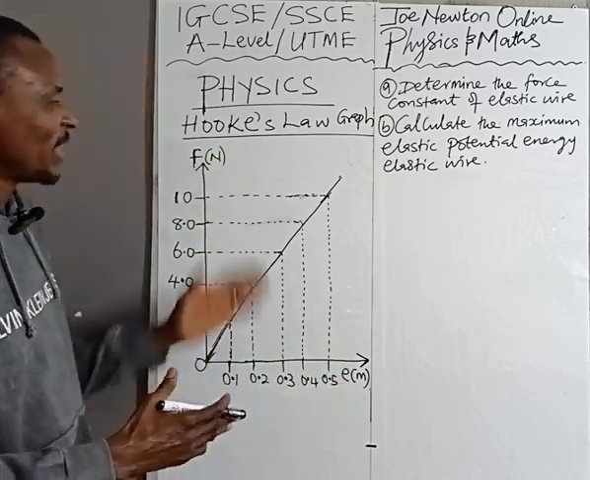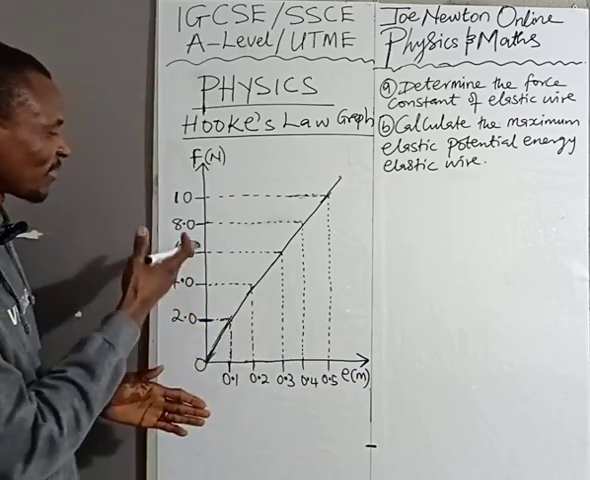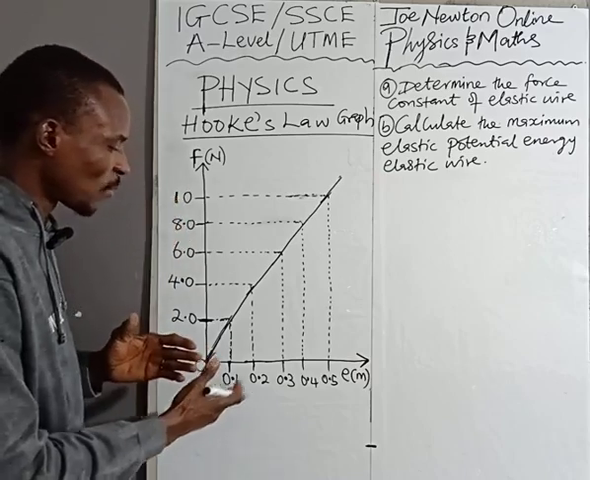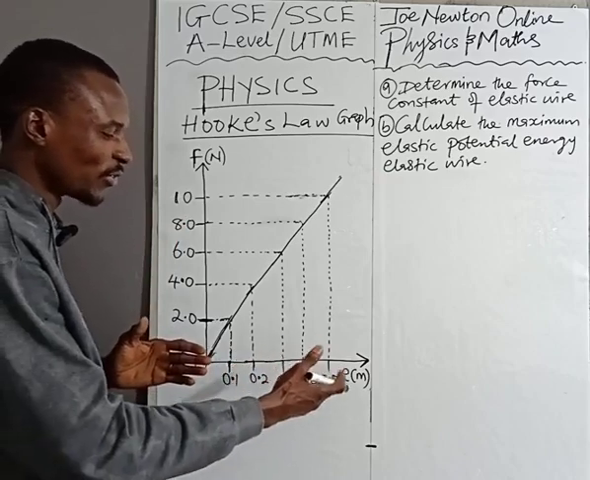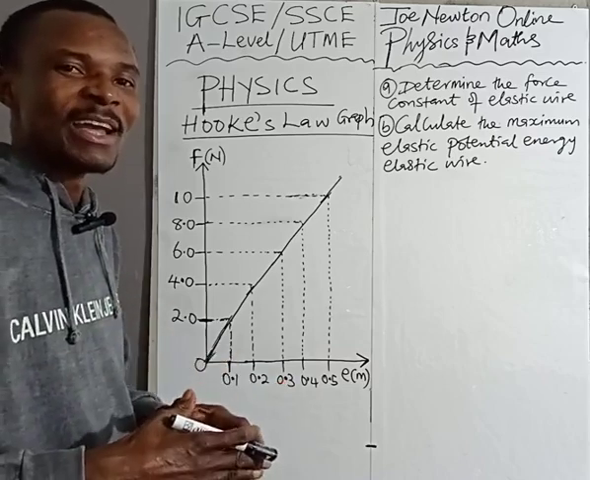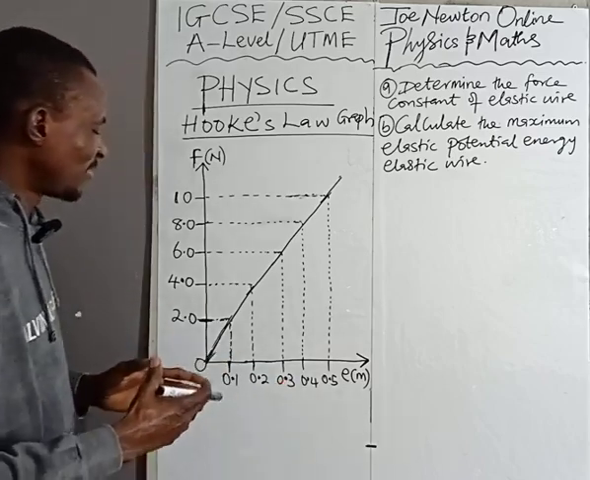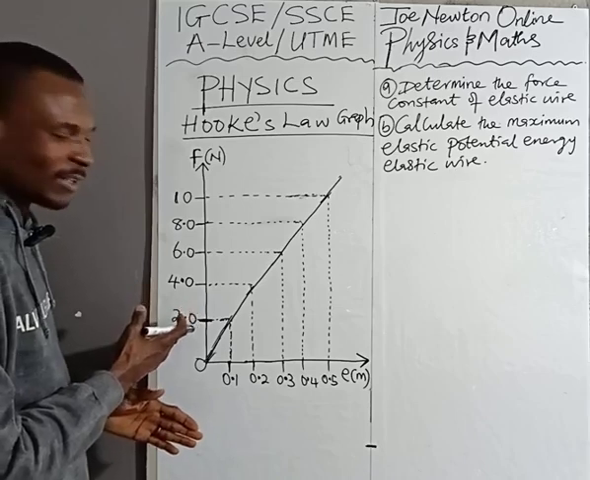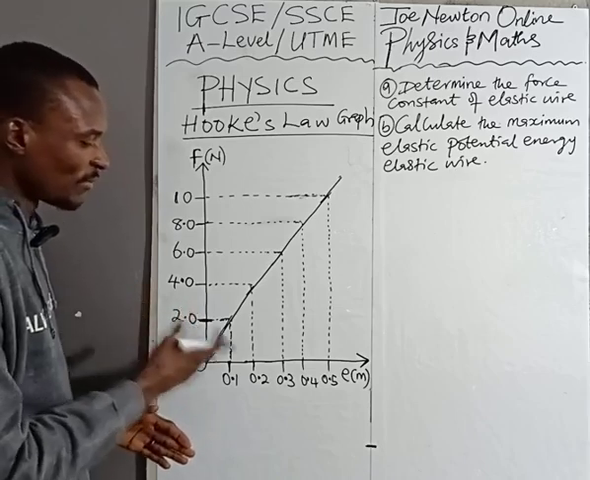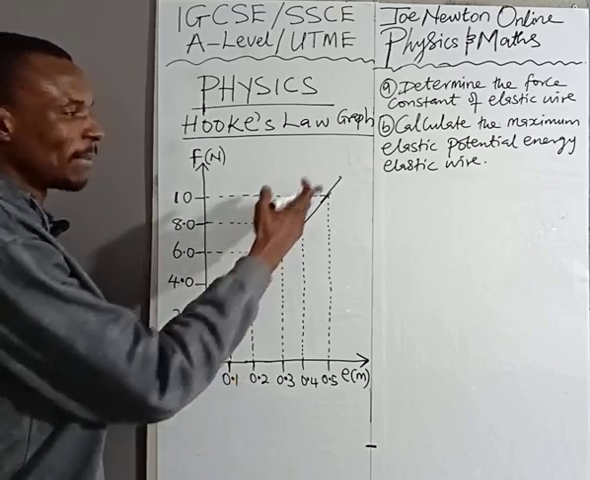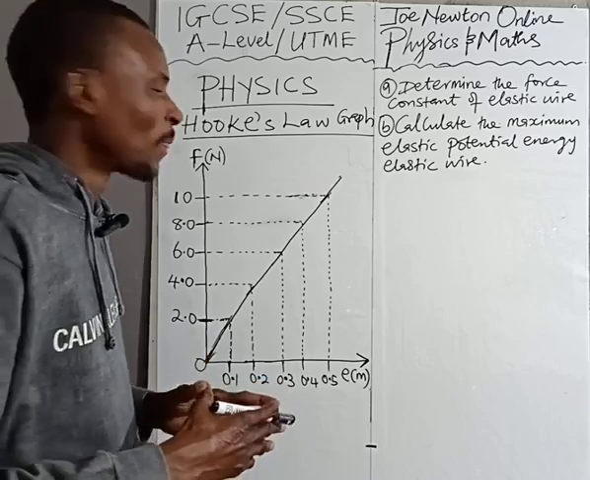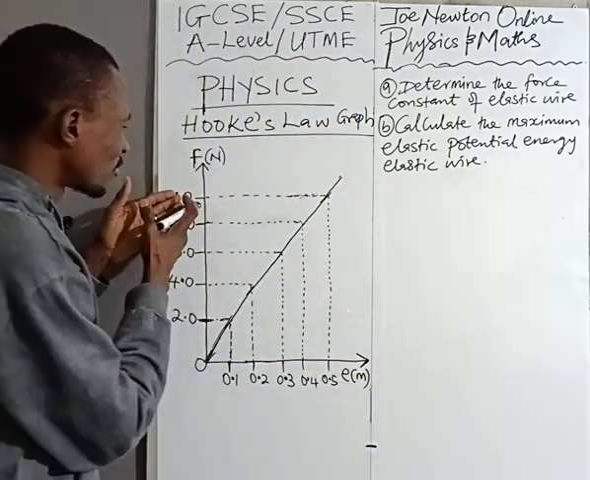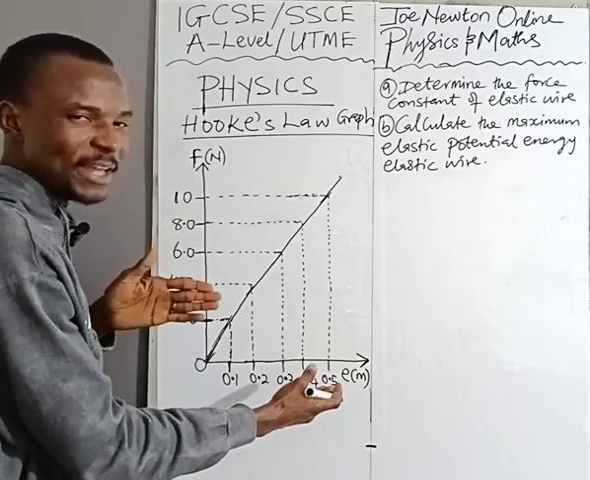Okay, looking at the graph, we have 2, 4, 6, 8, 10 on the first axis, and we have 0.1, 0.2, 0.3, and so on to 0.5 on the extension axis. And we can see by the interpretation, it means that 2 Newton force gives an extension of 0.1 meter to that elastic material or wire, and so on. Now, 10 Newton force gives an extension of 0.5 meters.